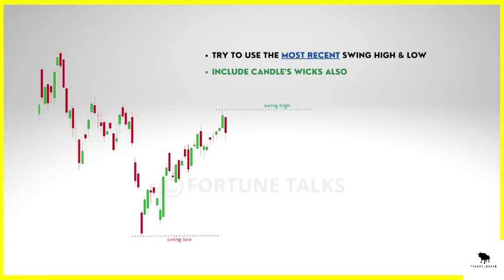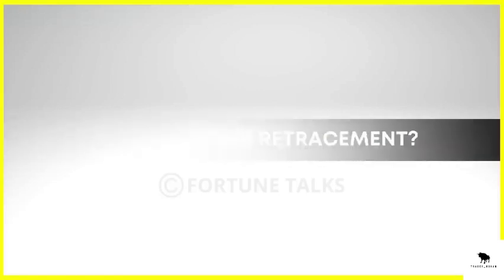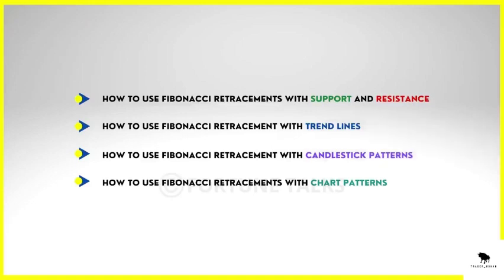Now that we know how to draw the Fibonacci retracement levels and how to use them, let us learn a few methods as to how to combine Fibonacci with other indicators or tools to improve our odds in the market. In that context, we will talk about how to use Fibonacci retracements with support and resistance levels in the market, how to use Fibonacci retracement with trend lines, how to use Fibonacci retracement with candlestick patterns, and how to use Fibonacci retracement with chart patterns. Let's start with how to use Fibonacci retracement with support and resistance levels in the chart.